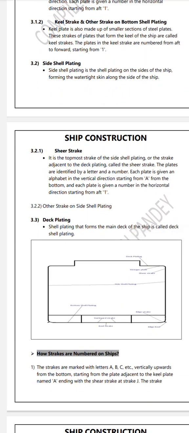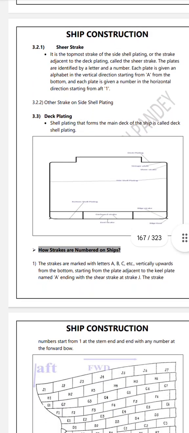Now, side shell plating is the shell plating on the sides of the ship, forming the watertight skin along the side. Now, the sheer strake is the topmost strake of the side shell plating, or the strake adjacent to the deck plating, called the sheer strake. These plates are identified by a letter and number. Each plate is given an alphabet in the vertical direction starting from A from the bottom, and each plate is given a number in the horizontal direction starting from aft one.